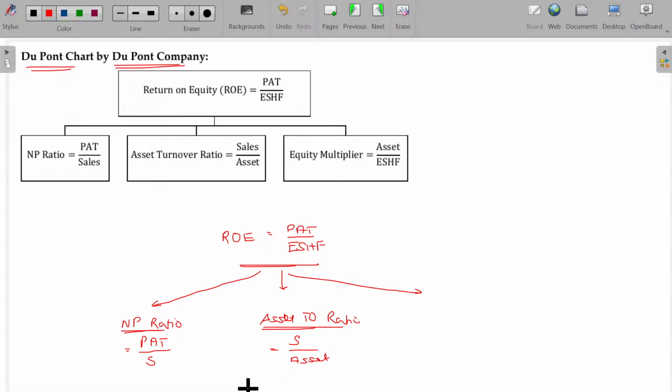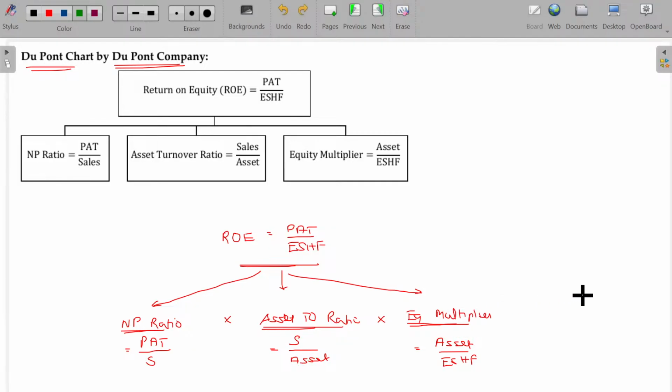To what extent your fixed assets or total assets are levered, meaning sourced by your own equity share capital, is called the equity multiplier. Equity worth for the investment. Equity multiplier: as per this one, assets by equity shareholders' fund will be taken. If you multiply all the three formulae, you will get the return on equity, isn't it? Sales got cancelled, assets got cancelled. Ultimately, you will get this value.